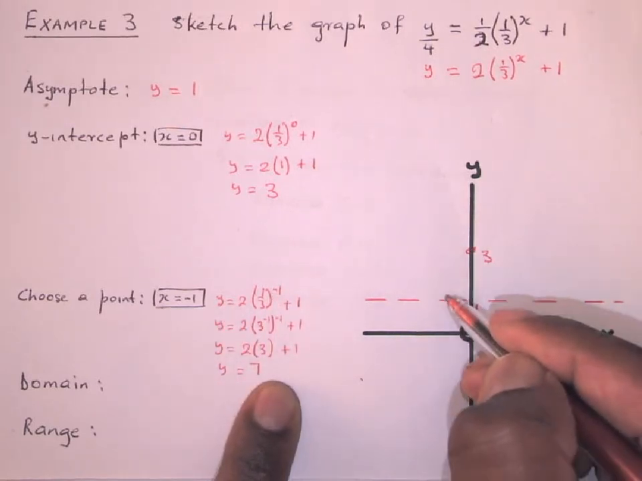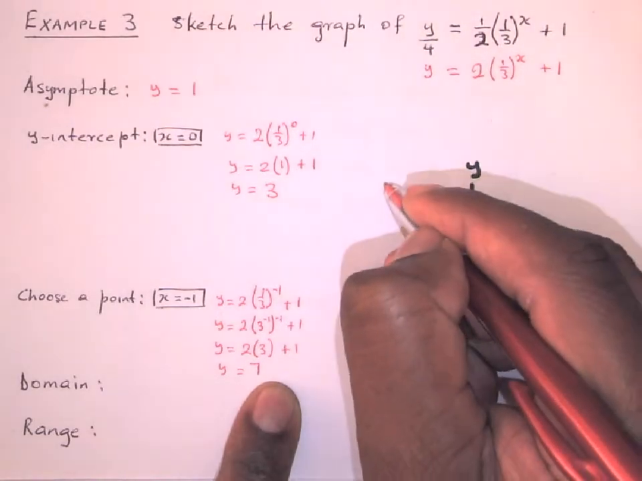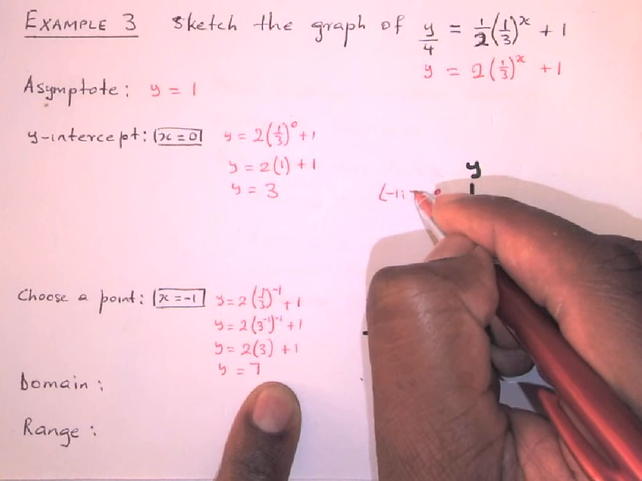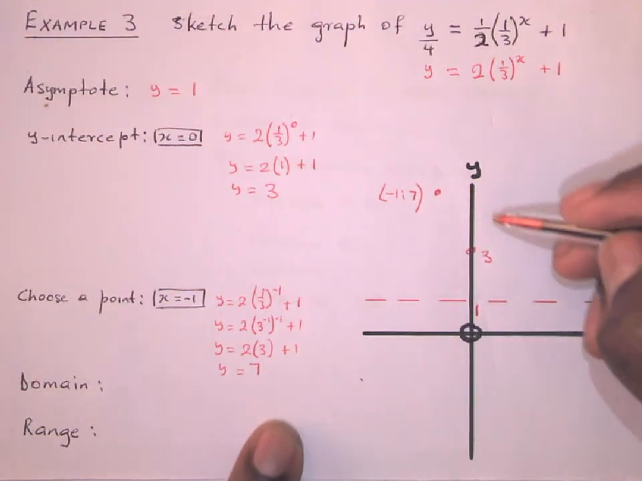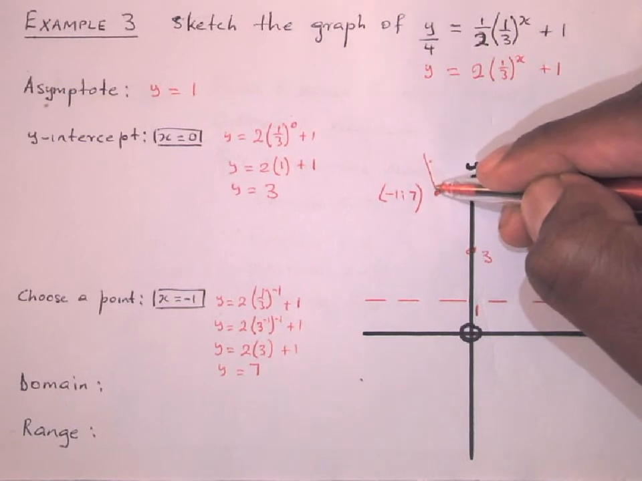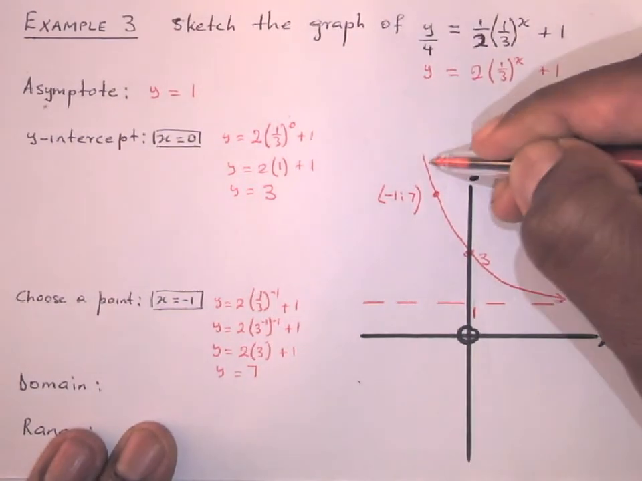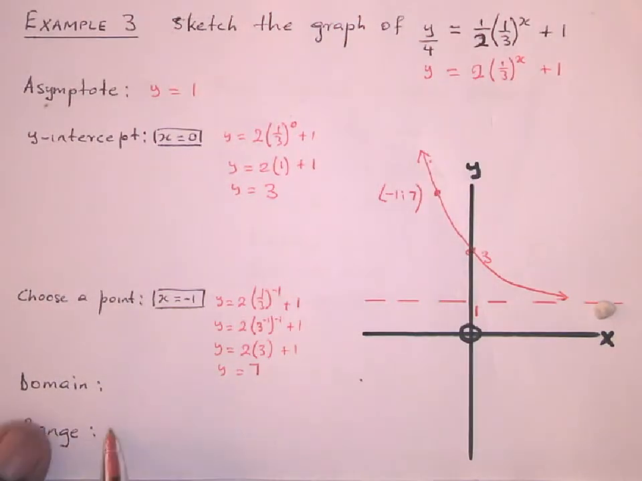So the point is minus 1, 7. Say 7 is over there. So we'll have our point there, minus 1, 7. So the graph is obviously coming down all the way like this, coming down and approaching the asymptote. There we go.